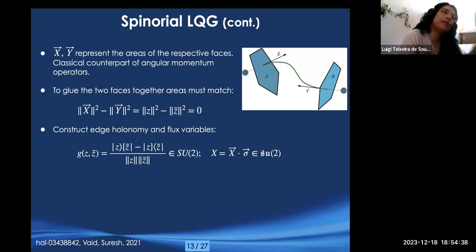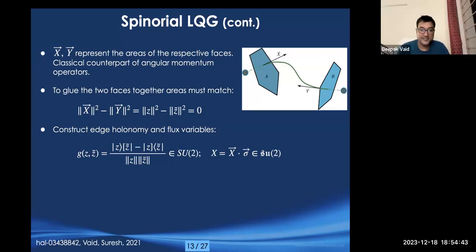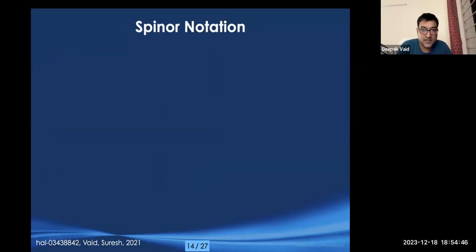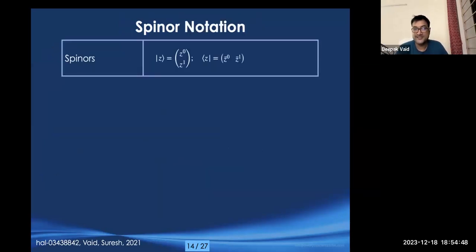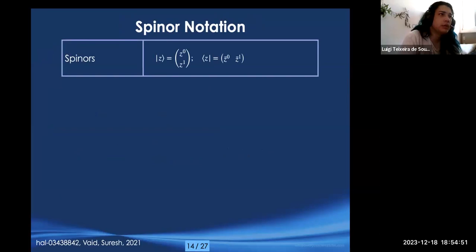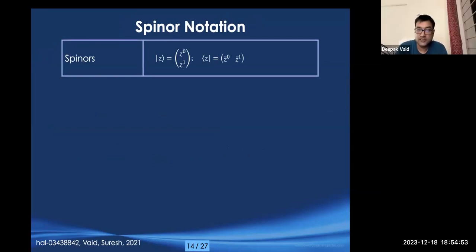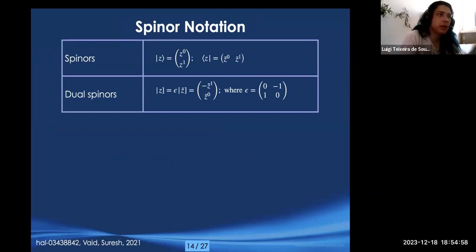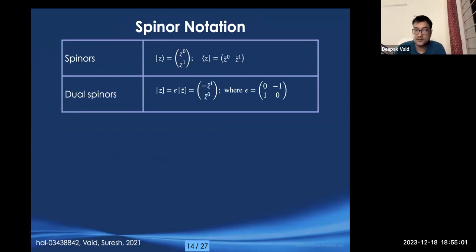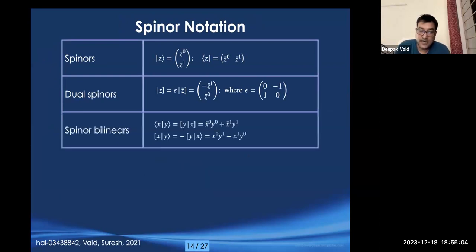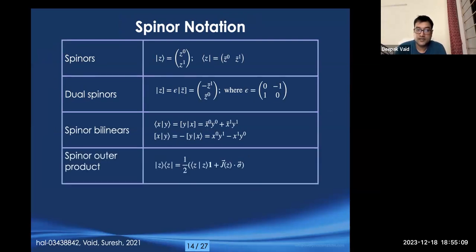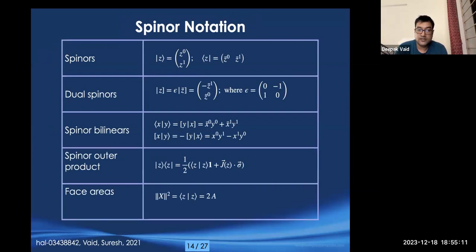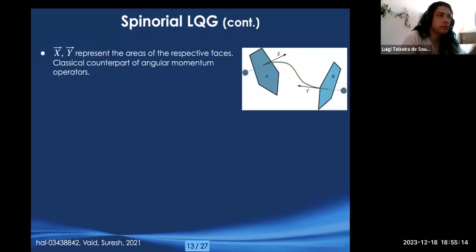I'm not familiar with the square brackets. Yes, the notation, that's coming up next. So let me just mention what the spinor notation is. These are the ordinary spinors, the bra and ket relation. Oh, it's a dual spinor. The dual spinor, yes. And then in terms of these dual spinors, you can construct these spinor bilinears and a spinor outer product. So let me just go back here.